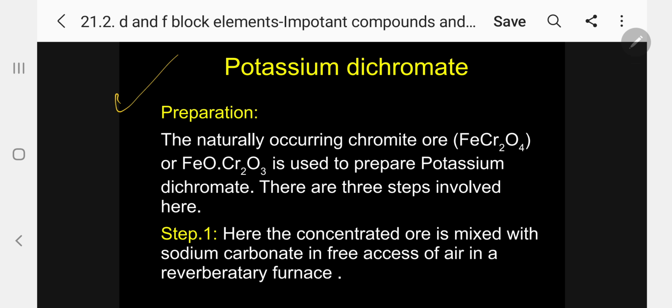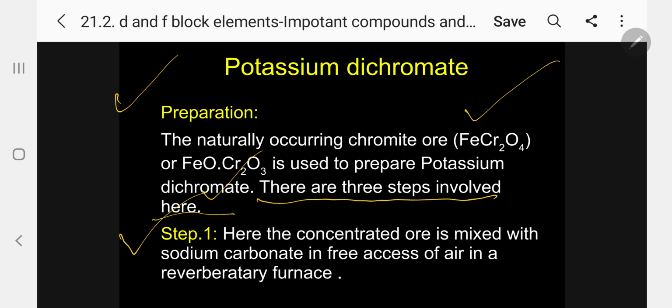The naturally occurring chromite ore, FeCr2O4, that we can write another way also, FeO.Cr2O3, that is a mixture of ferrous oxide and chromium trioxide. It is used to prepare potassium dichromate. There are three steps involved. Kindly follow the three steps carefully.